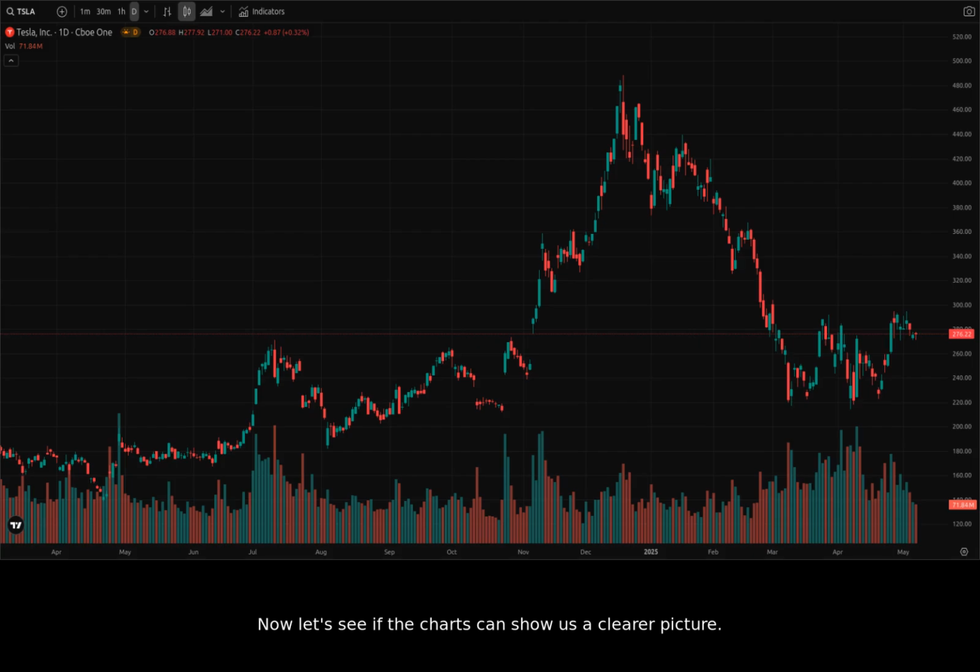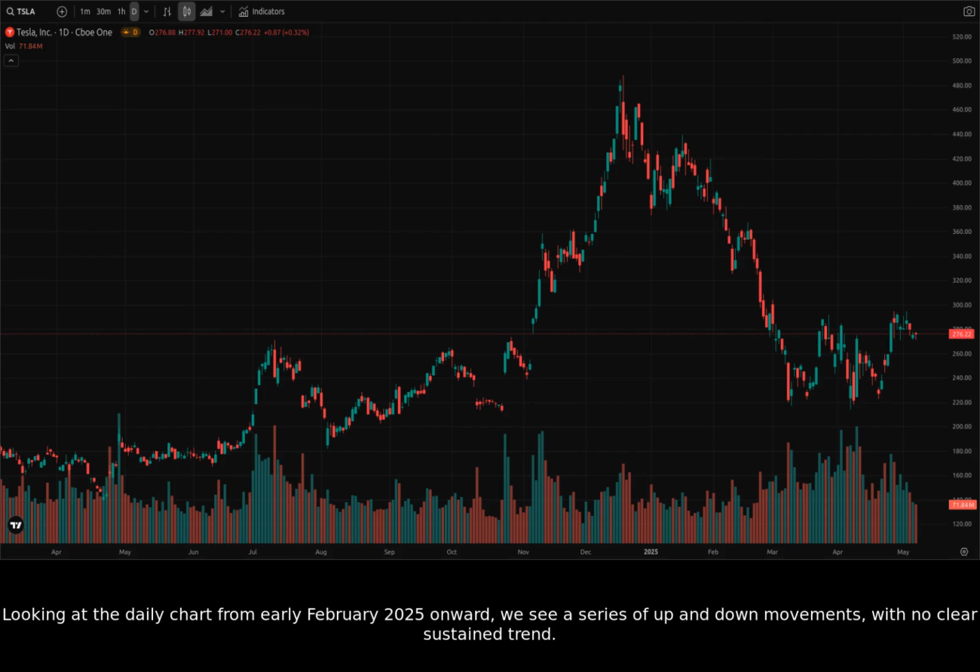Now let's see if the charts can show us a clearer picture. Here on the daily chart, we can see Tesla's price action over the past year. We experienced a high near $488 near the end of 2024, followed by a significant decline. Currently, we're trading around $276. Let's narrow in on a more recent time frame to see what's been happening lately.